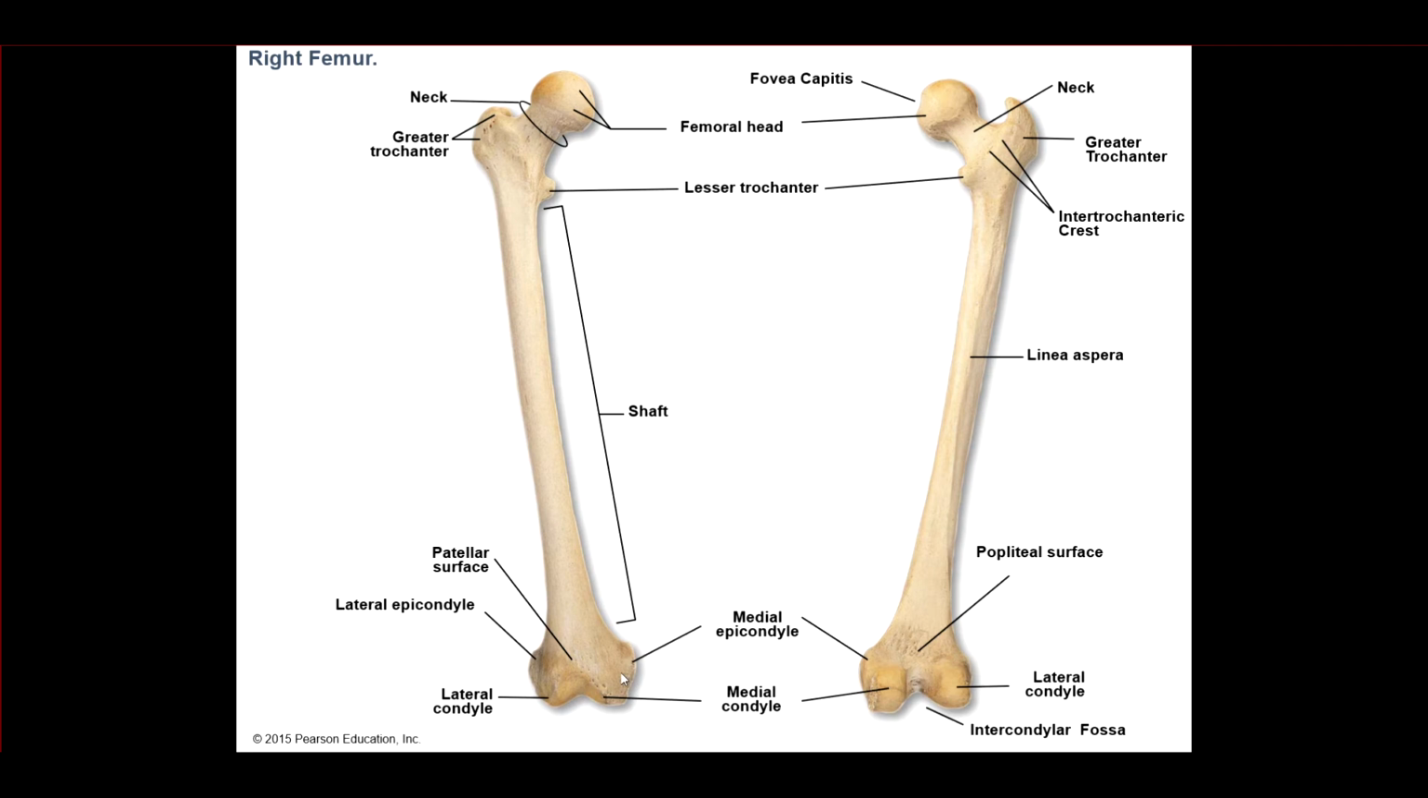On the anterior surface of the femur, there's a smooth area right here for the kneecap, for the patella. They call this the patella surface. That would be on the anterior side. And then in the back part of the femur, right above the condyles, right in here, this is known as the popliteal surface. This would be in the back of the knee.